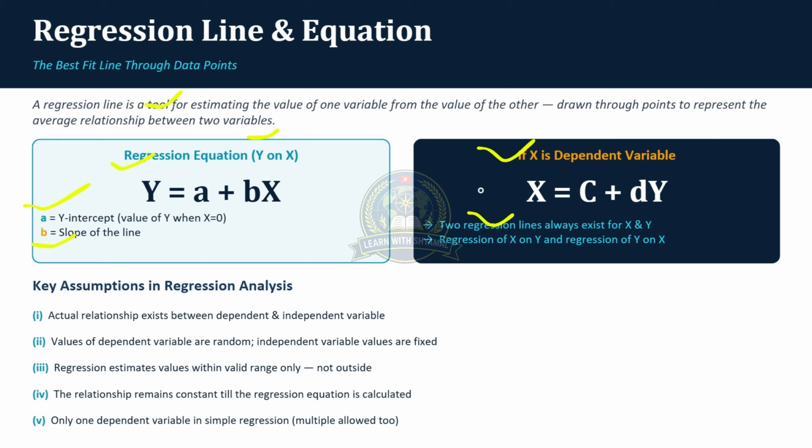Key assumptions in regression analysis: actual relationships exist between dependent and independent variable. Values of dependent variable are random. Independent variable values are fixed. Regression estimates values within valid range only, not outside. The relationship remains constant till the regression equation is calculated. Only one dependent variable in simple regression, multiple allowed in multiple regression.